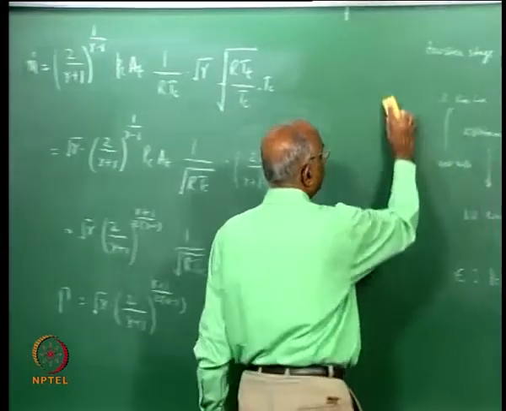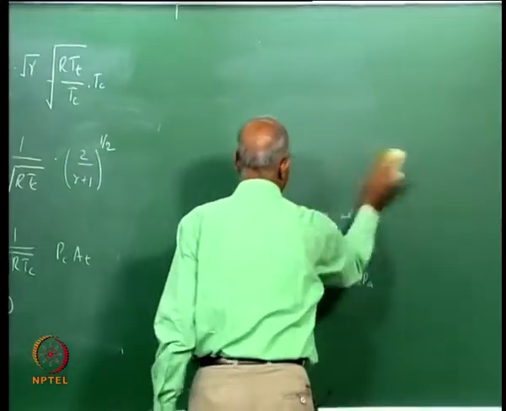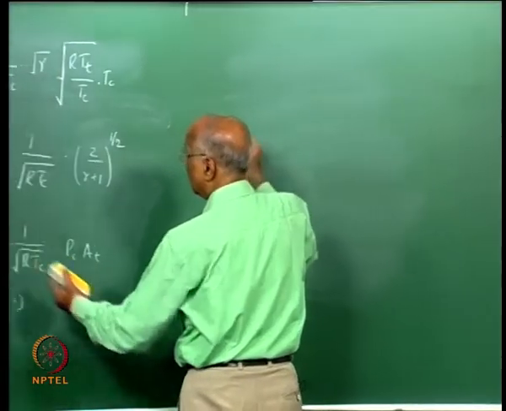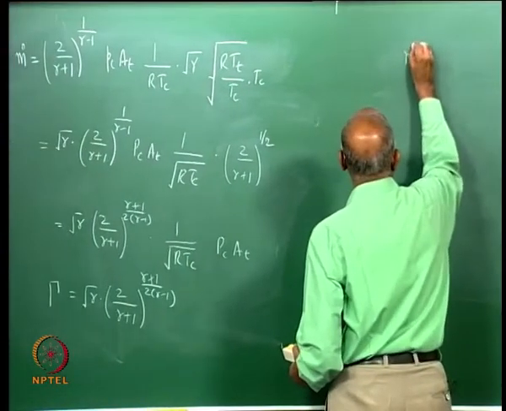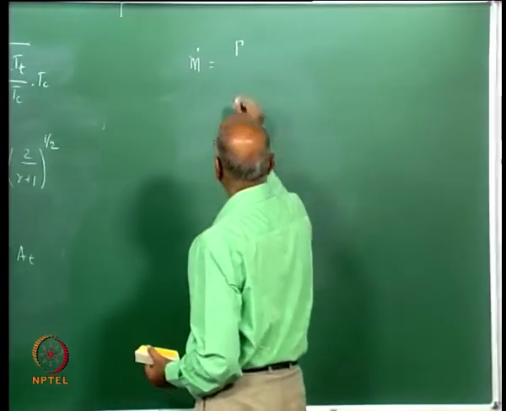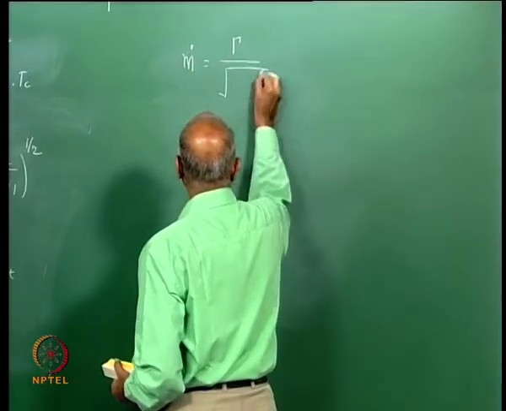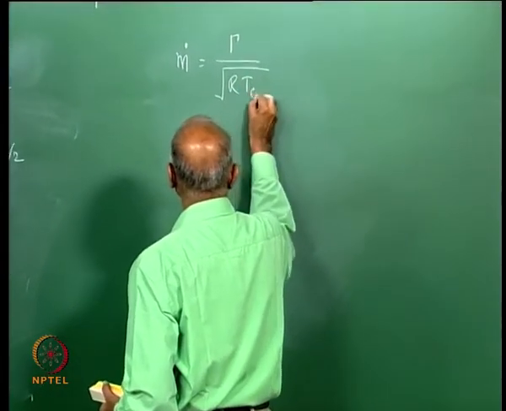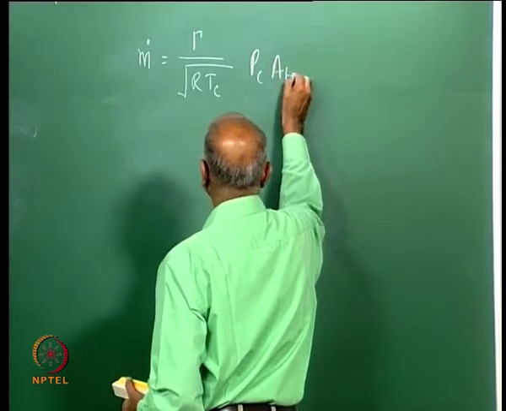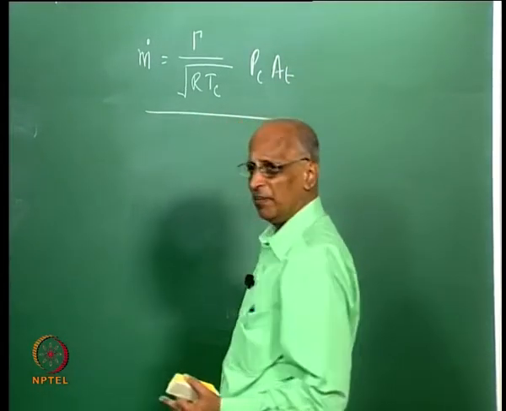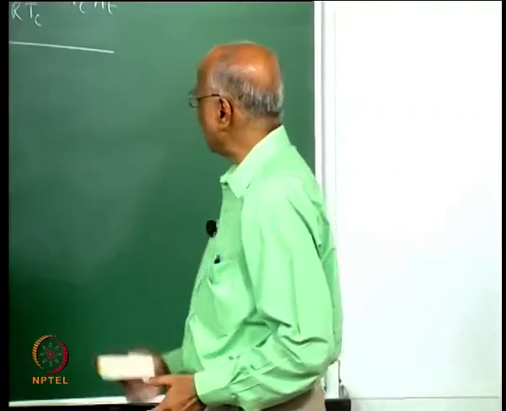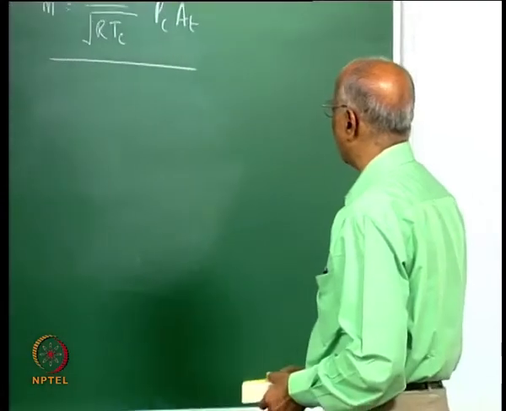Excuse me, in which case the value of capital gamma becomes, or in terms of capital gamma, m dot is equal to capital gamma divided by under root RTC into PcAt. This gives me my net flow rate, mass flow rate. Is it all right? Now let us find out what is the mass flow rate through the nozzle.